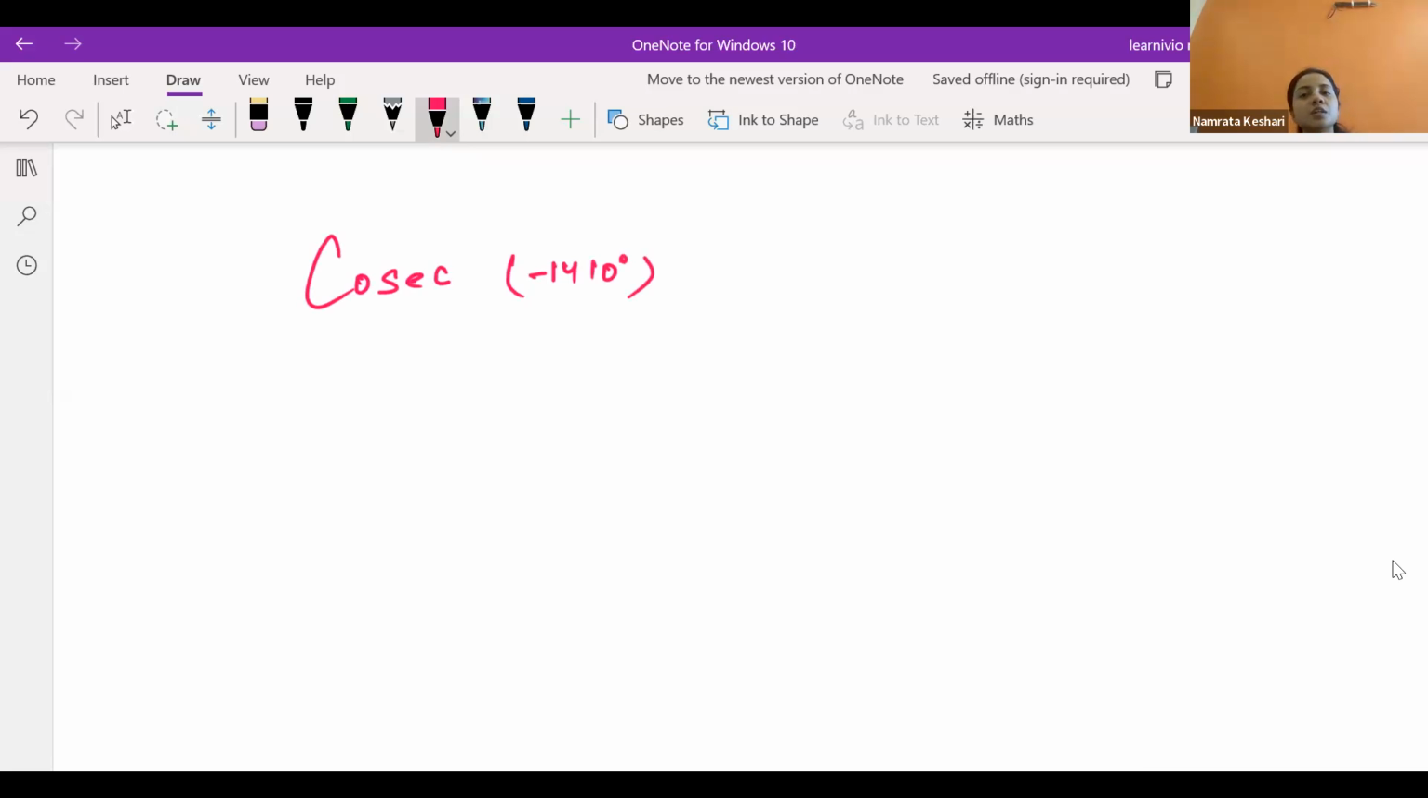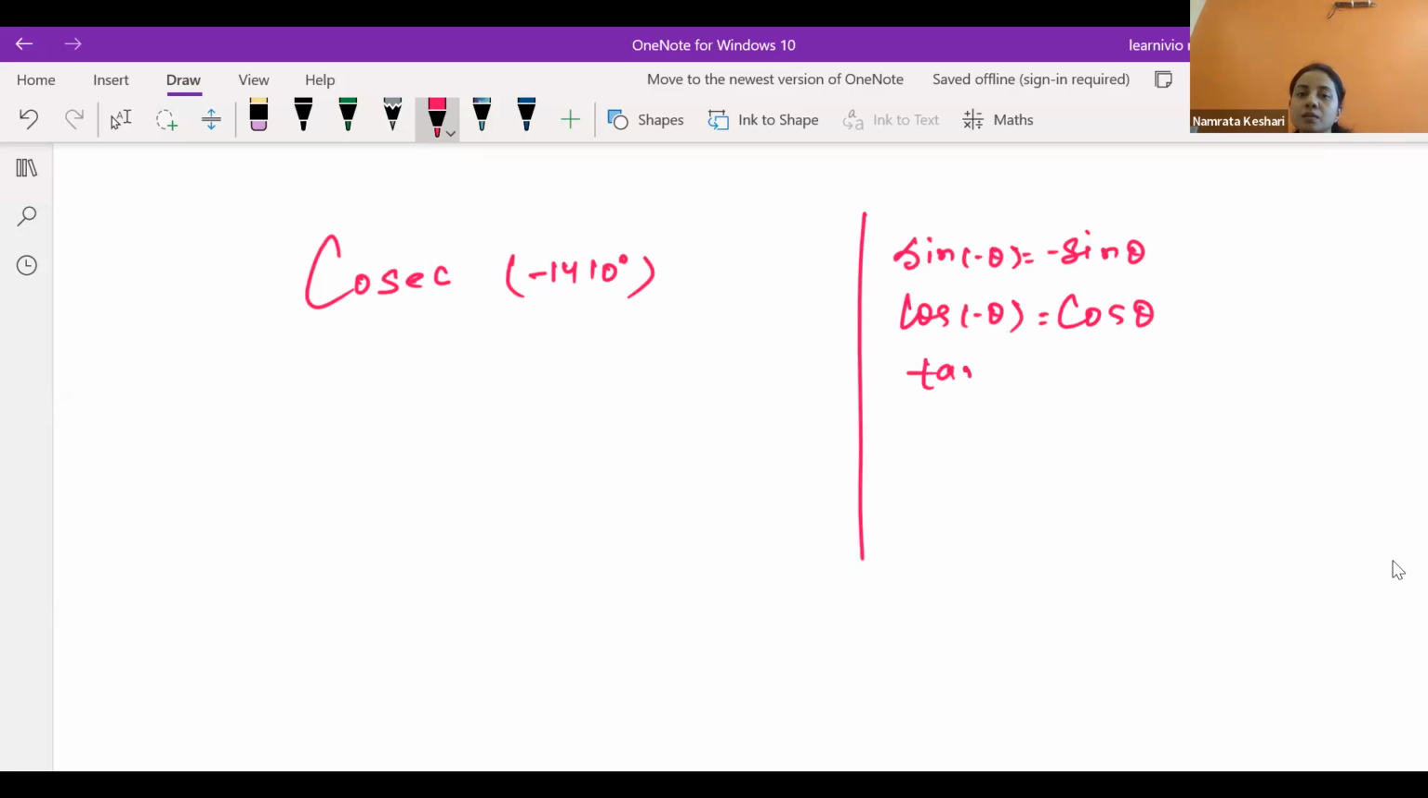Now at first we need to understand there was a rule that sine of minus theta is minus sine theta, cos of minus theta is just cos theta. This was the rule. Tan of minus theta is minus tan theta. Cosec of minus theta: since sine is negative sine, cosec will also be negative cosec. Similarly, sec of minus theta: since cos is just cos, sec will also be just sec.